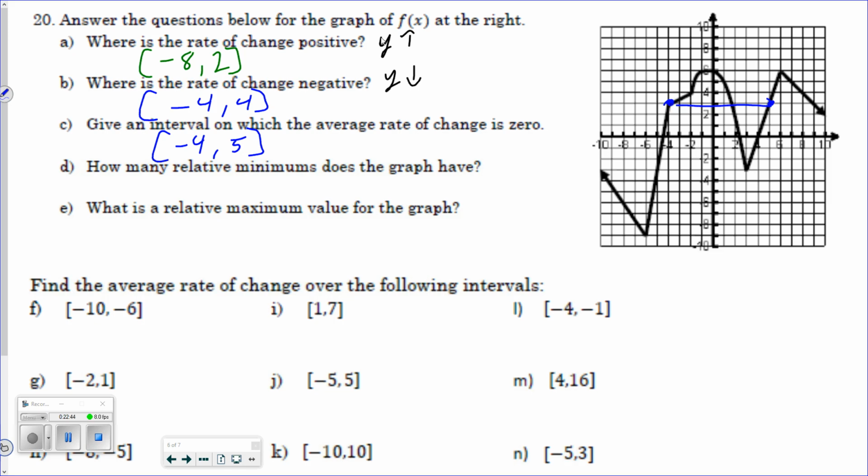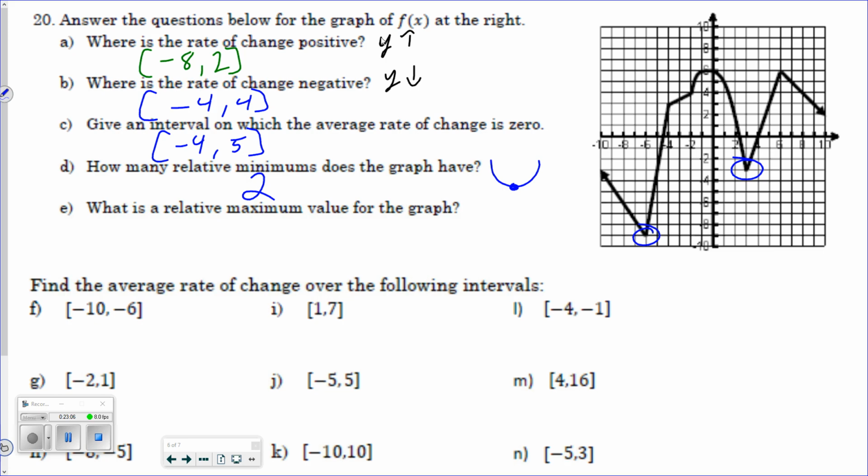How many relative minimums does the graph have? So remember a relative minimum is when the graph goes down, it hits a minimum, then goes back up. You need both sides. It needs to go down, then it needs to go back up. So how many do I have? Well, I can see I have one here and one here. I don't have any others, so I have 2 relative minimums.